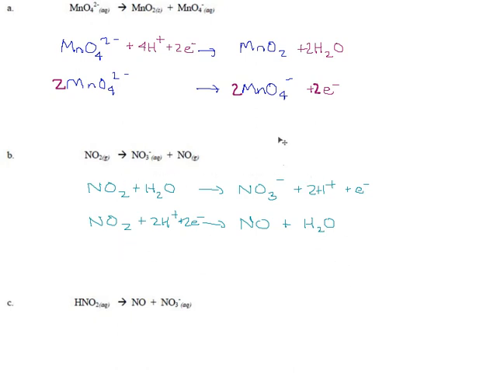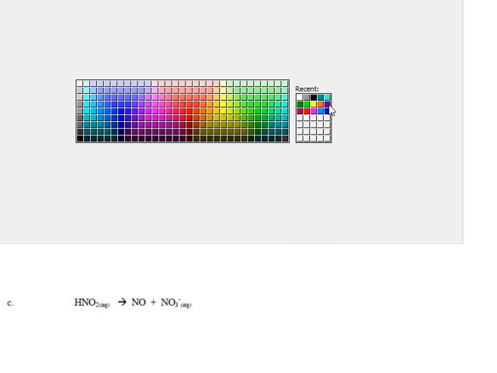As I feared, the electrons are not going to match. This reaction has two electrons, so this one must also contain two electrons, which means double everything. Twice as much, twice as much, twice as much. Twice as much is four, and twice as much. Now those are ready to be added together. And one more.